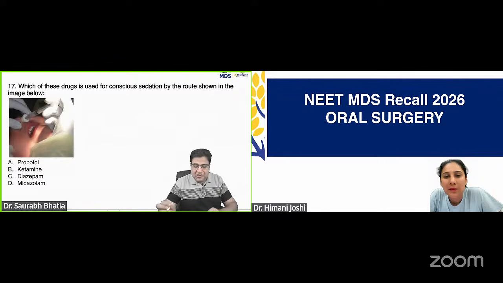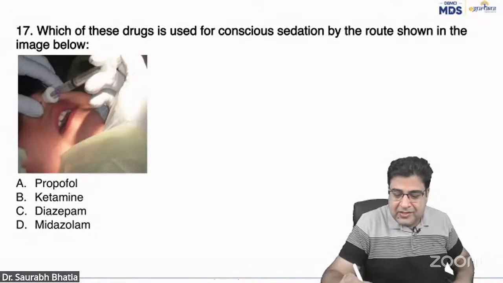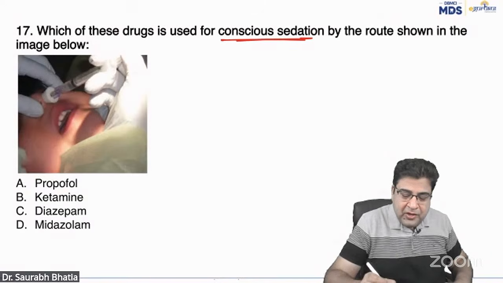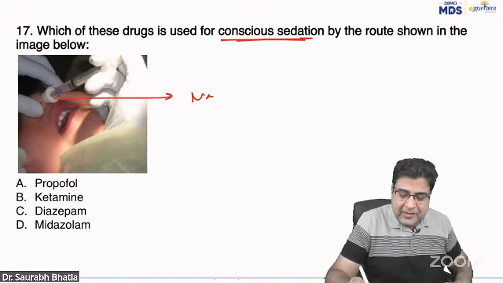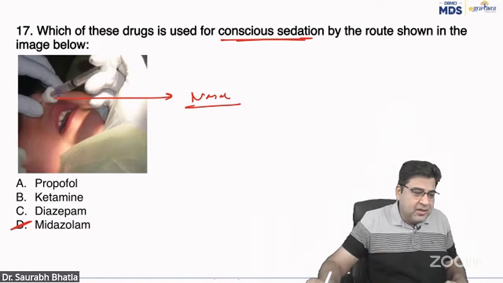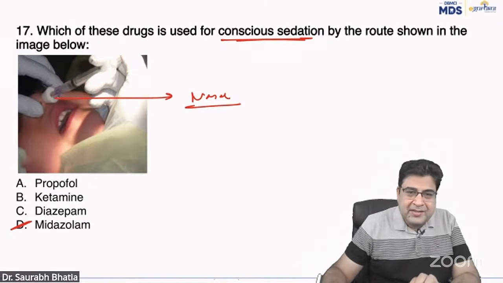So now the last question, question number 17. Which of these drugs is used for conscious sedation? And by the route given below, it's a nasal route. You can see the medicine is given by nasal route. And these were the options. Answer is midazolam. So midazolam was the answer of this question.